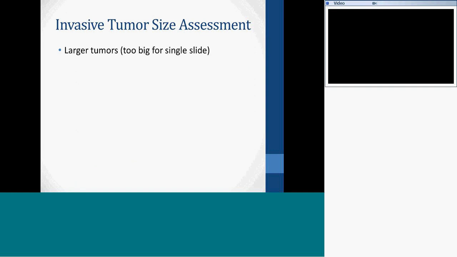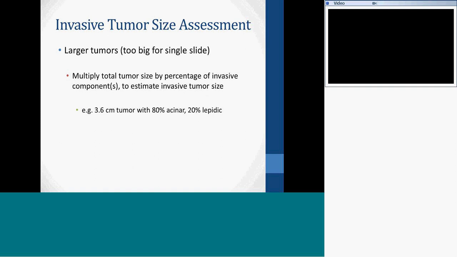For larger tumors, however, this may be a little bit more challenging. The proposal for tumors that are too large to fit on one or two slides is to multiply the total tumor size by the percentage of the invasive components in order to estimate the invasive tumor size. To show a couple of examples of this, let's say we have a 3.6 centimeter tumor that we've measured grossly, and histologically we find that there's approximately 80% adenocarcinoma and 20% lipidic components.